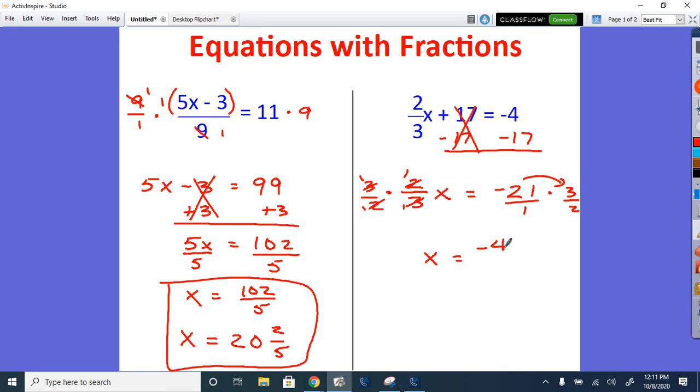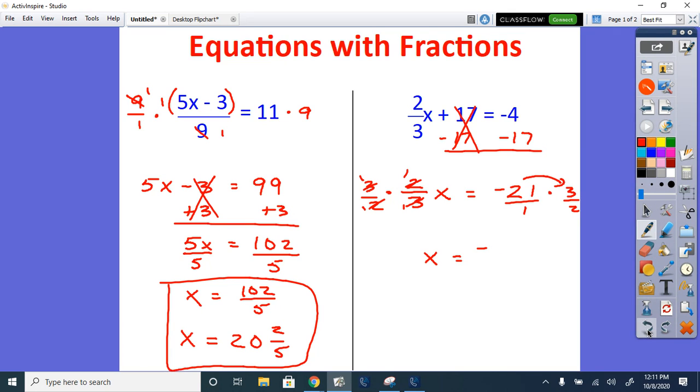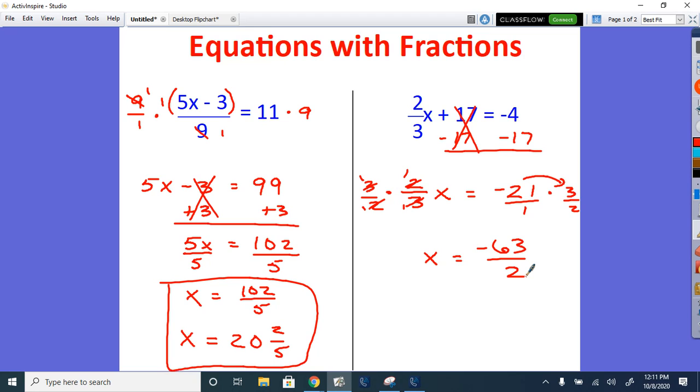So I have negative 63 over 2, which you could leave, that is fully in reduced form, or if you want to make that a mixed number, it ends up becoming negative 31 and 1/2.